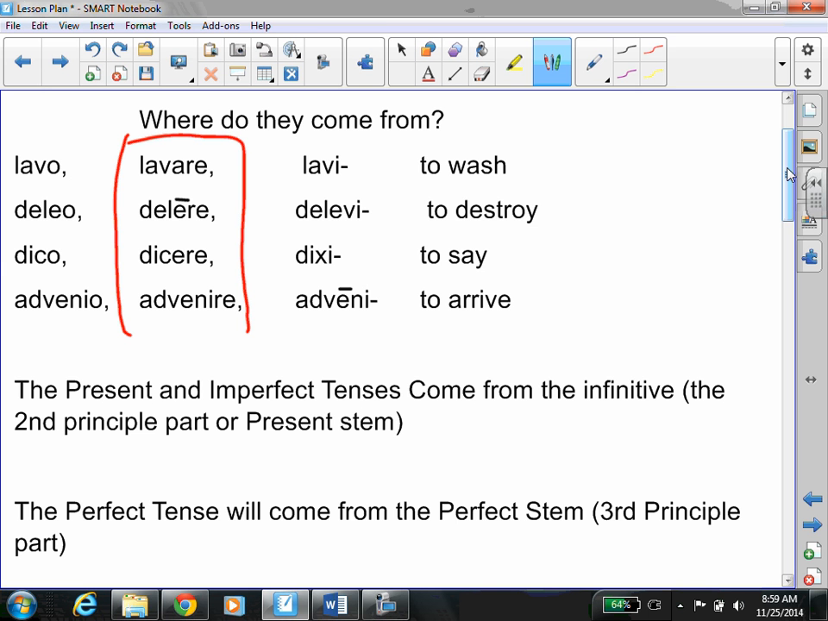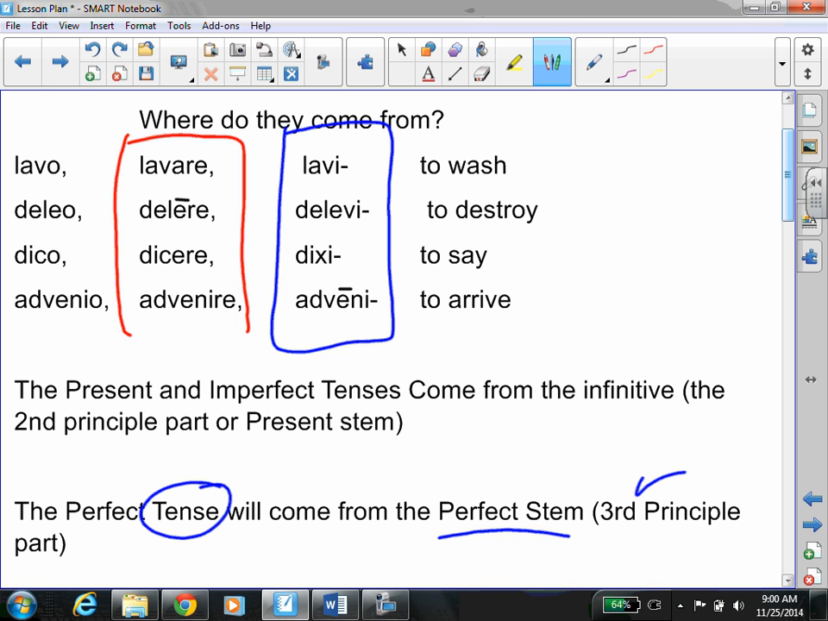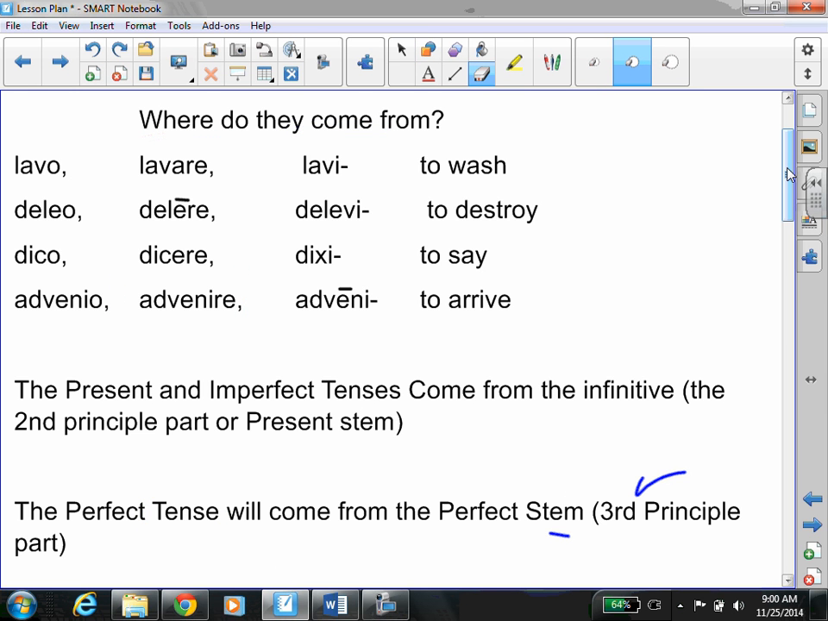The perfect tense will come from the perfect stem or the third principal part. That's these guys right here. That's where we will begin conjugating these verbs. You'll also notice that I have four different verbs that I'm using. There's a reason for that.